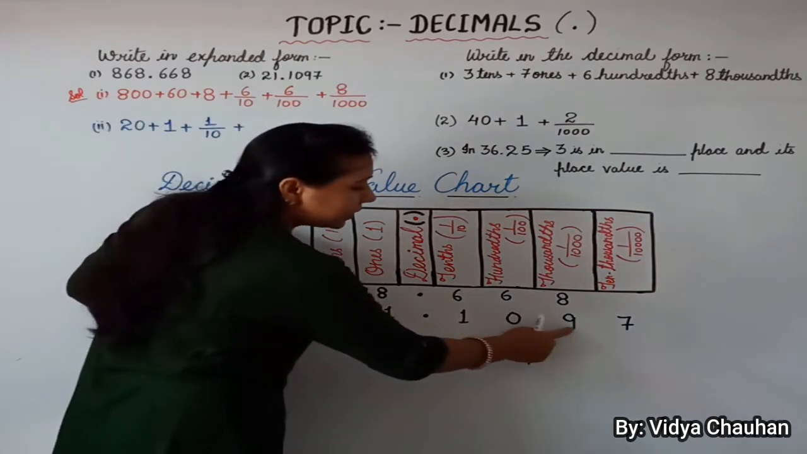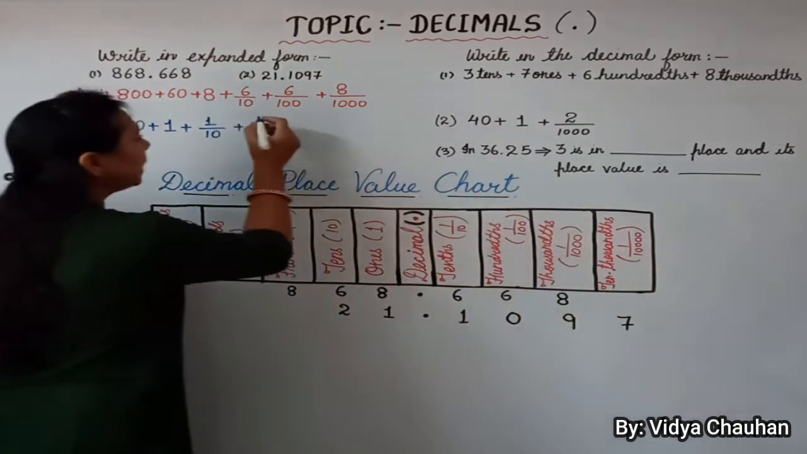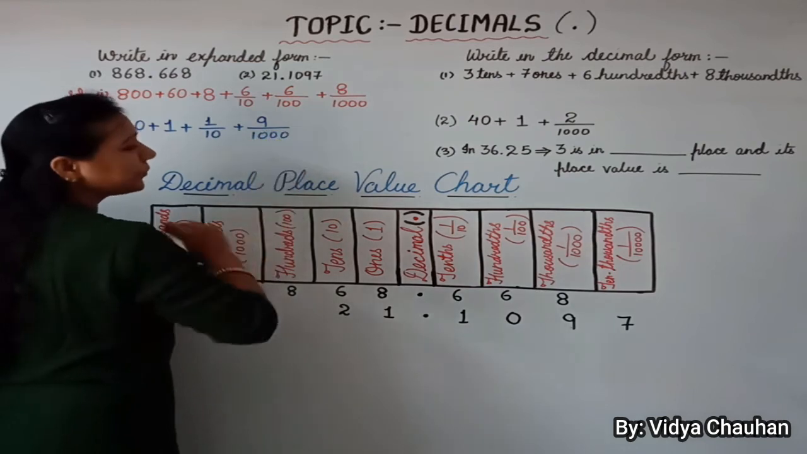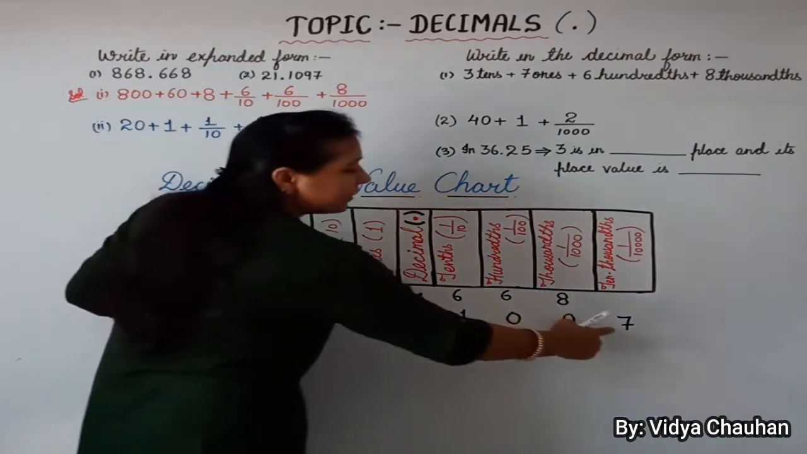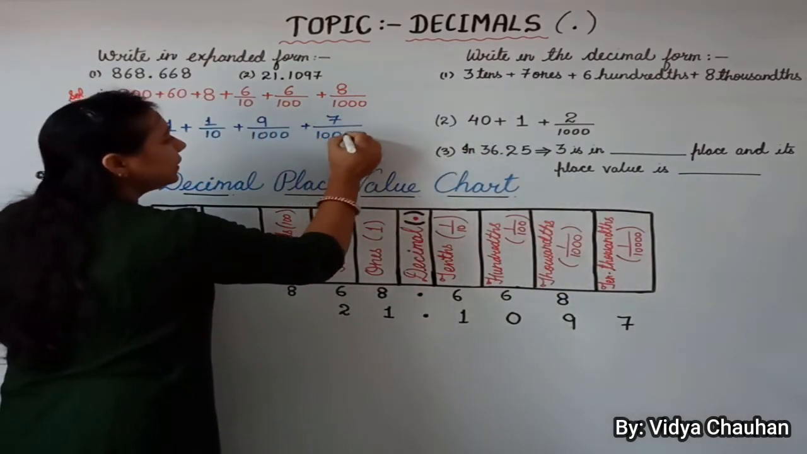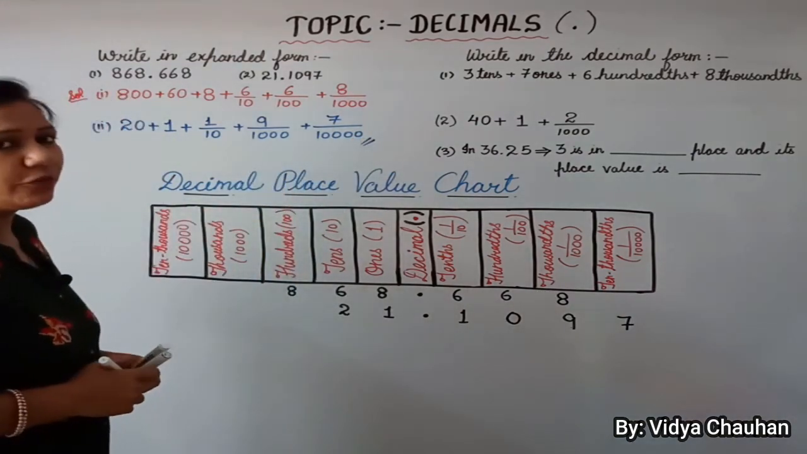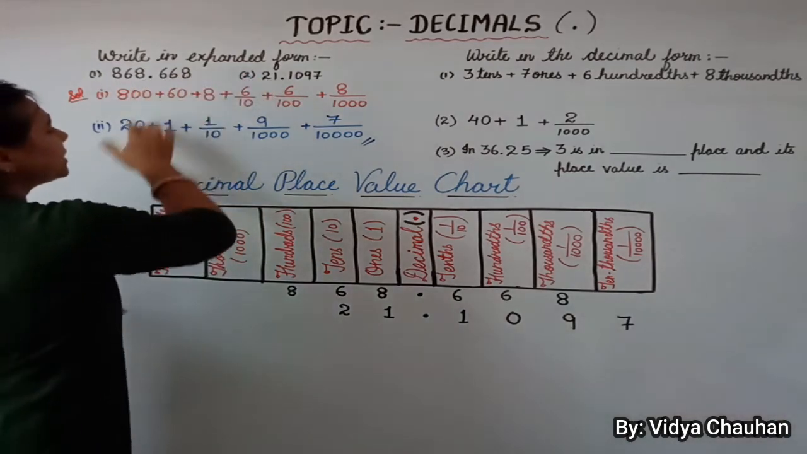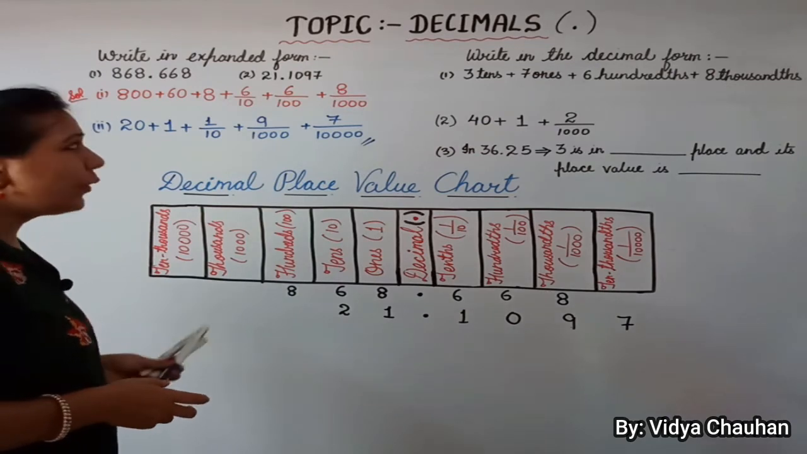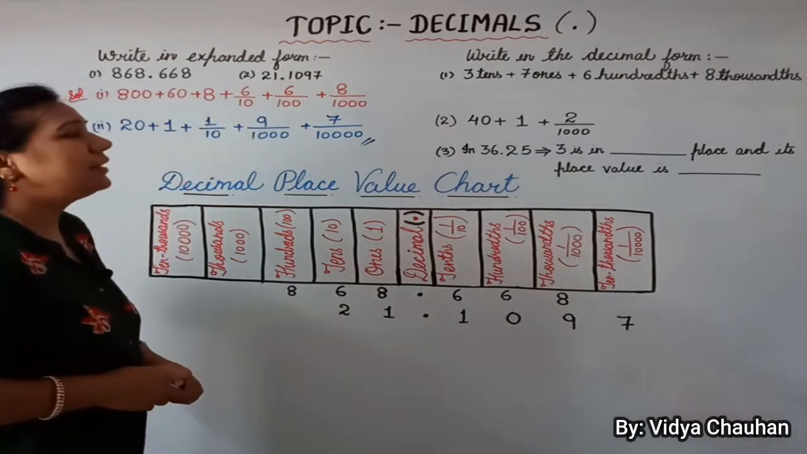So proceeding further, the digit 9 is at thousands place. So the place value for 9 is 9 upon 1000, plus 7 at the 10,000s place. So it will become 7 upon 10,000. So this is how we have done the expanded form or expansion of these two decimal numbers using the place value chart. Clear, students?